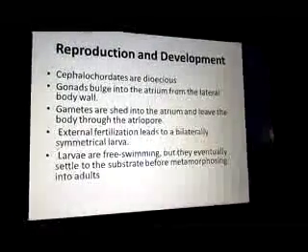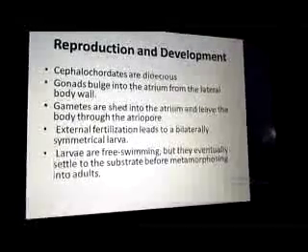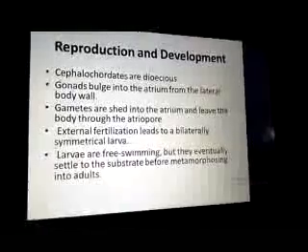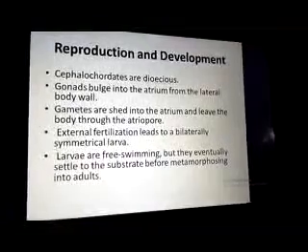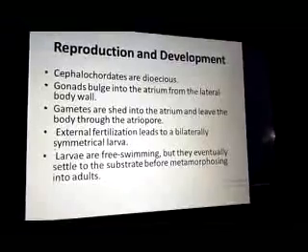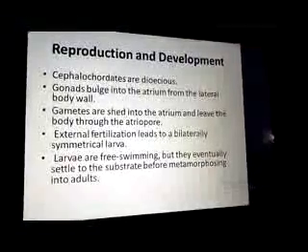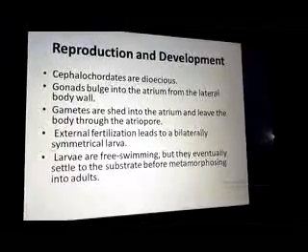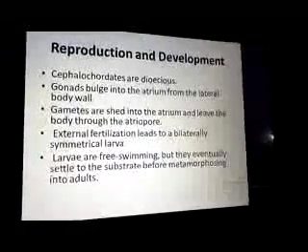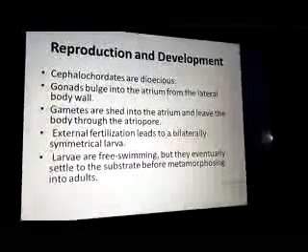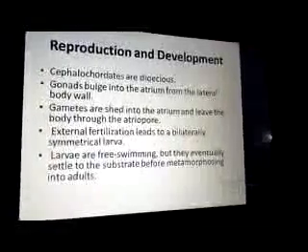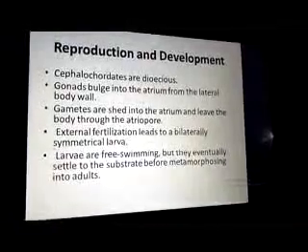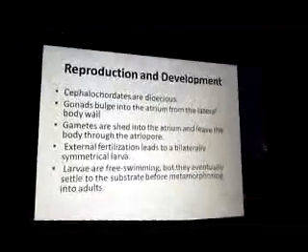Fertilization is external, and after fertilization zygote is formed, and then the zygote develops into a free swimming, bilaterally symmetrical larva, and this larva swims for some time in the water and then buries itself into the substrate, settles down on the sand, and metamorphoses into the adult.